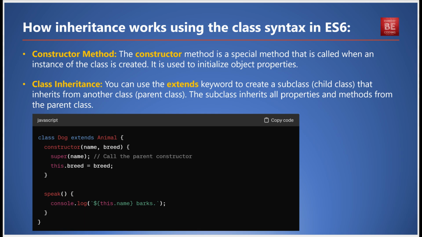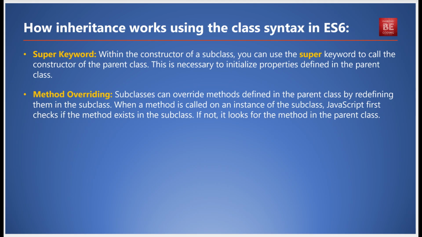This subclass not only inherits the properties and methods from Animal, but can also have its own unique properties and methods. Within the constructor of our subclass, we use the super keyword. This keyword is used to call the constructor of the parent class, which is crucial for initializing properties defined in the parent class. The beauty of subclasses is their ability to override methods defined in the parent class. This is known as method overriding.